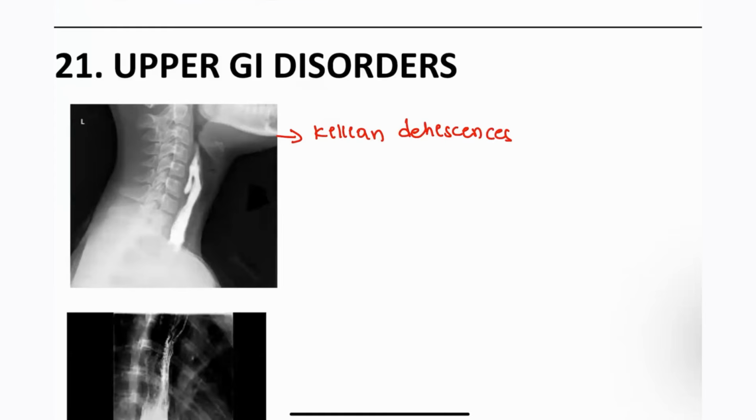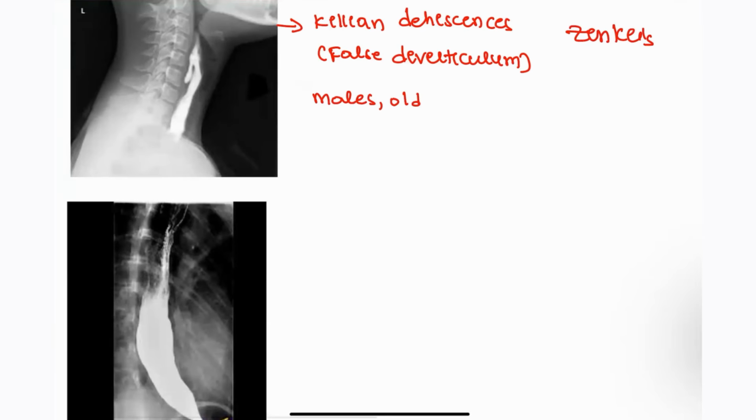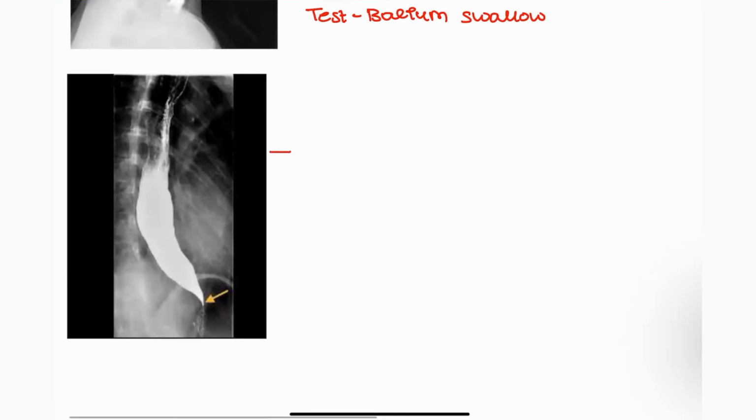It is between the thyropharyngeus and the cricopharyngeus muscles, known as a false diverticulum. This condition is known as Zenker's diverticulum. It is commonly seen in males and old age people. The patient will have dysphagia, neck swelling, and aspiration can be seen. The best test to do is the barium swallow. Barium swallow should be done for this patient, and the classical treatment is diverticulectomy.